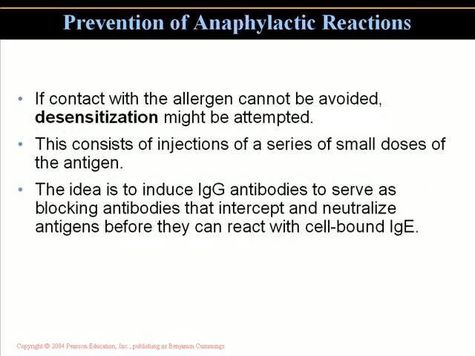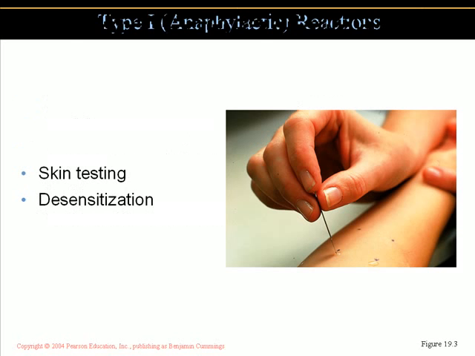This consists of a series of injections. Small dosages of an antigen are given to the host. The idea is to induce IgG antibodies to serve as blocking antibodies that intercept or neutralize the antigen before they can react with the cell-bound IgE antibody.